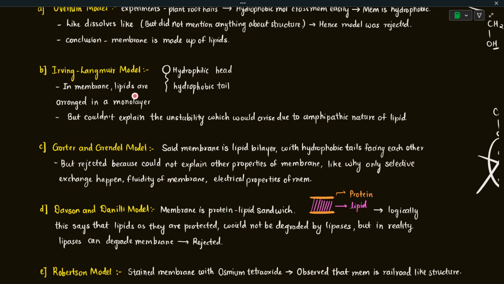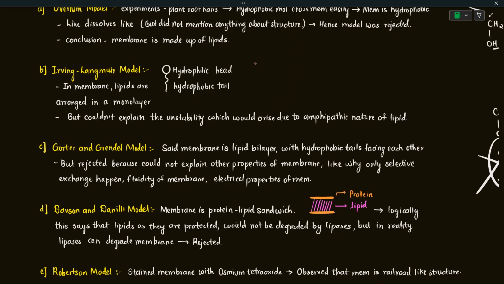The plasma membrane is a stable entity. It is not forming abruptly and getting disrupted abruptly. So it is a stable entity, but when you say that it is a monolayer, it actually questions that stability. So it could not explain the stability of the plasma membrane, because this model is quite unstable, because the hydrophobic tail cannot interact with the hydrophilic cytosolic part.